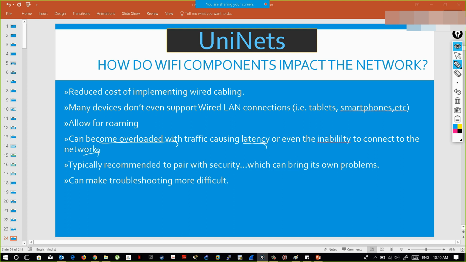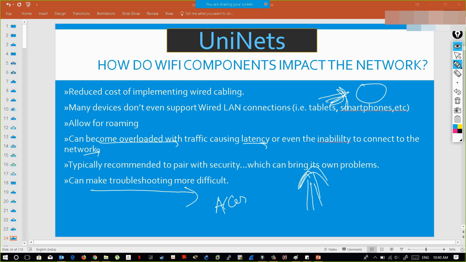Okay. And they typically recommend pairing it with security, which can bring its own problems. It can make troubleshooting more difficult. If you're not using security, again the same problem as I told you. If you're not using a firewall, or you don't pair it with security, this can be its own problem, and troubleshooting will be difficult for the access points, the wireless access.